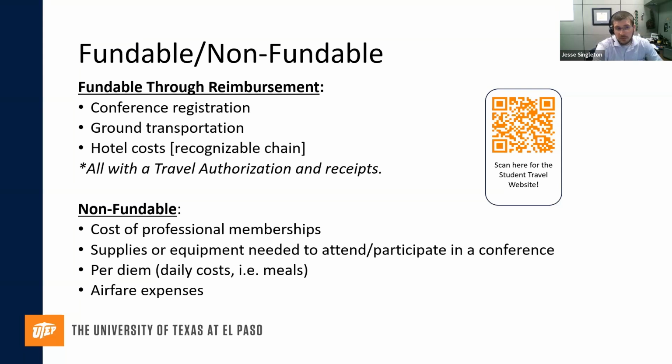We don't pay per diem. That is like the daily cost, like for meals and things like that. There is a per diem rate with the travel office, but that is for professional staff members.